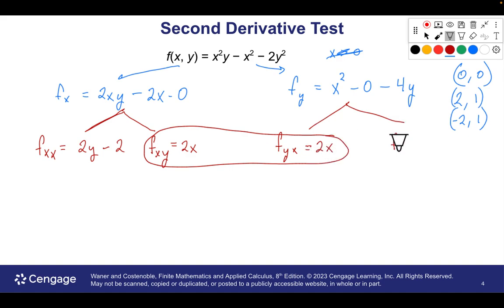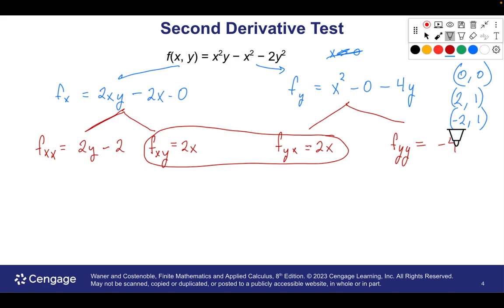And then I take the derivative of y with respect to y. So I come here, x squared is a constant, 0. And then I take the derivative of negative 4y. I just get negative 4. We good so far? That's the second derivative. It's not the second derivative test quite yet, but that is our second derivative.